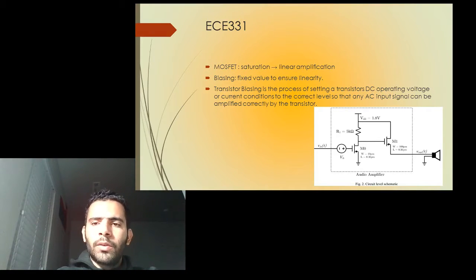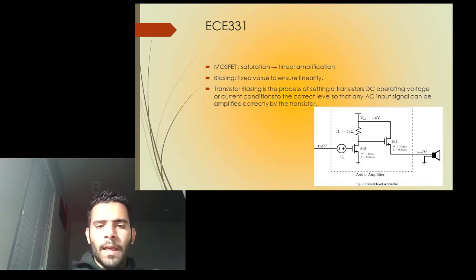We have also calculated the gain of this circuit. So we used a lot of stuff that we have studied in 331 to correctly analyze the circuit and get the gain and the output and also the input.